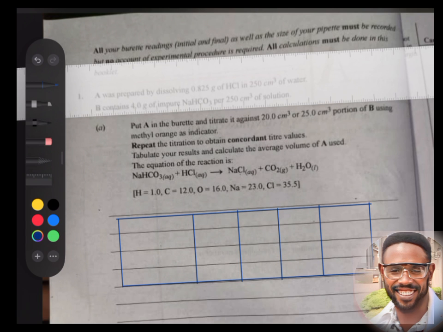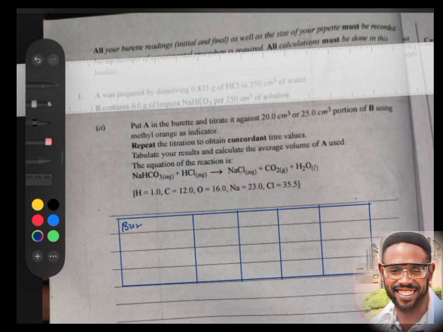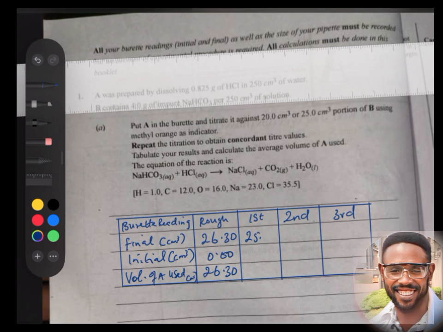So here is my reading. Here is final, all in cm cube. And then, the average volume of A, let me finish everything here.